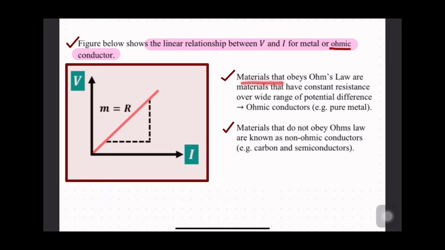Okay, materials that obey Ohm's law are materials that have constant resistance over a wide range of potential difference. We call it an ohmic conductor, iaitu pure metal lah, lagi banyak free electron dia. And then the graph we represent based on Ohm's law adalah straight line graph lah. Okay, so material does not obey Ohm's law means that dia punya graph bukan straight line graph, iaitu gradient dia you tak boleh baca is directly with R lah. Okay, so known as non-ohmic conductor, ataupun dia boleh cakap sebagai carbon ataupun semiconductor lah. Kebanyakannya adalah bukan pure metal.